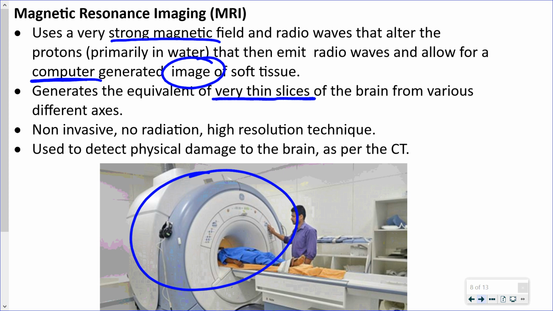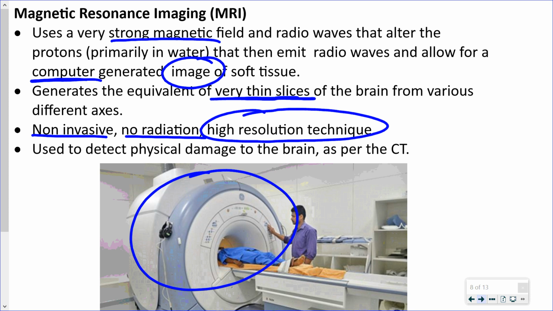So this one here, again, is similar to the CT scan in the sense that it gives very, very thin slices of the brain from various different angles. It doesn't have to be from top to bottom. It can be from side to side, or it can be from front to back. This one is nicer because there are no x-rays. There's no radiation. You don't have to inject them with anything. It's non-invasive, and it gives a better picture.